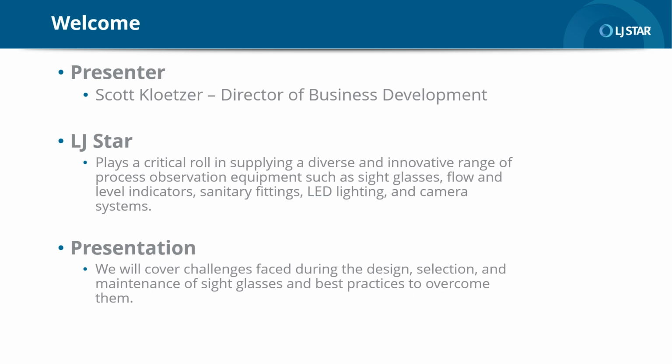If you're not familiar with LJ Star, we offer a diverse and innovative range of process observation equipment, which is really what we're known for. Everything from sight glasses, flow indicators, and level indicators, as well as sanitary fittings, LED lighting, and camera systems. Just about anything you would need to observe a process in a facility.